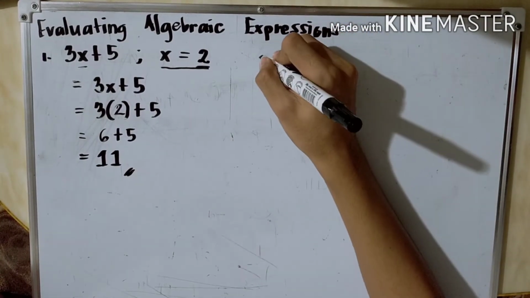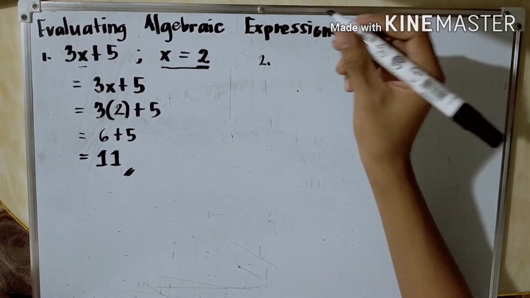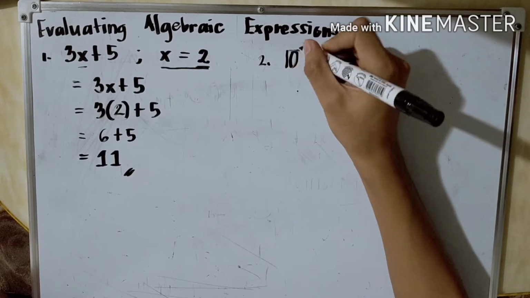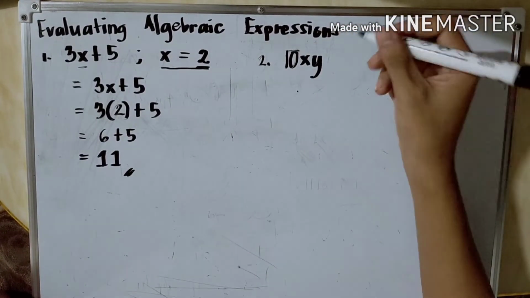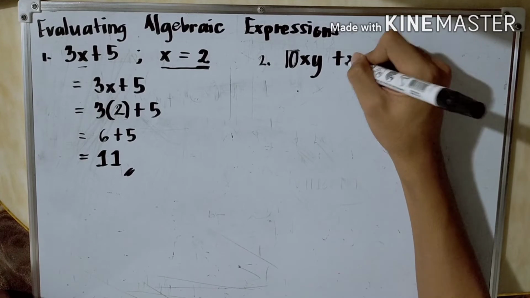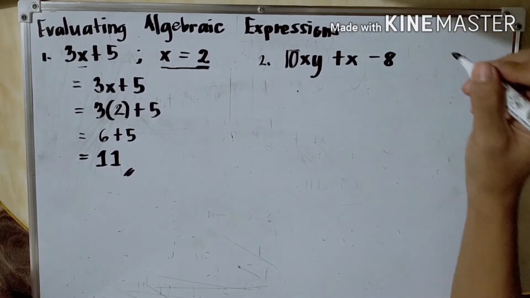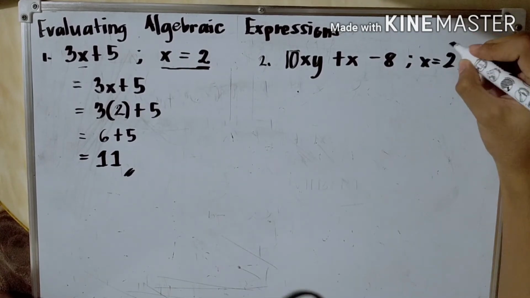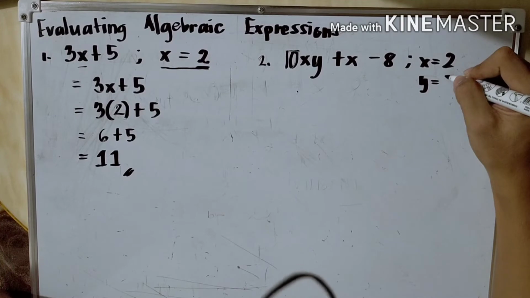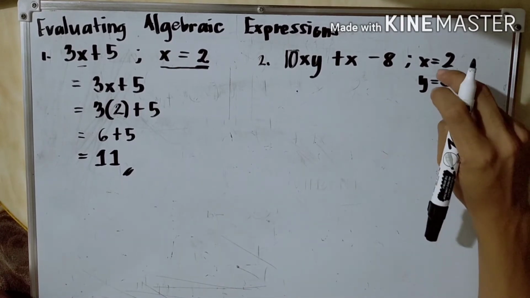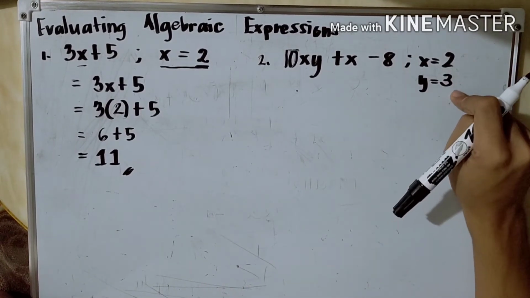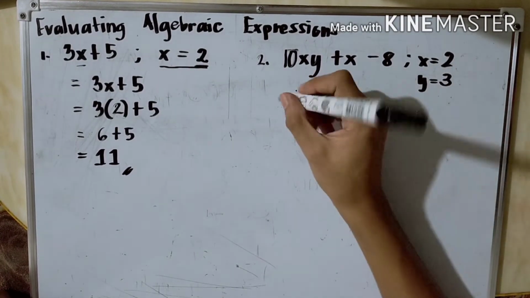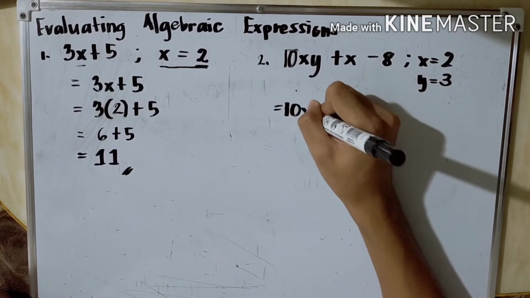Okay, another example. Let's say I have here 10xy plus x minus 8. If the value of x is 2 and the value of y is, let's say for example 3, ang value daw ng x is 2 at ang value ng y is equal to 3. So, ang ipapalit natin sa x ay 2, ang ipapalit natin sa y is 3. Okay, copy the given expression.